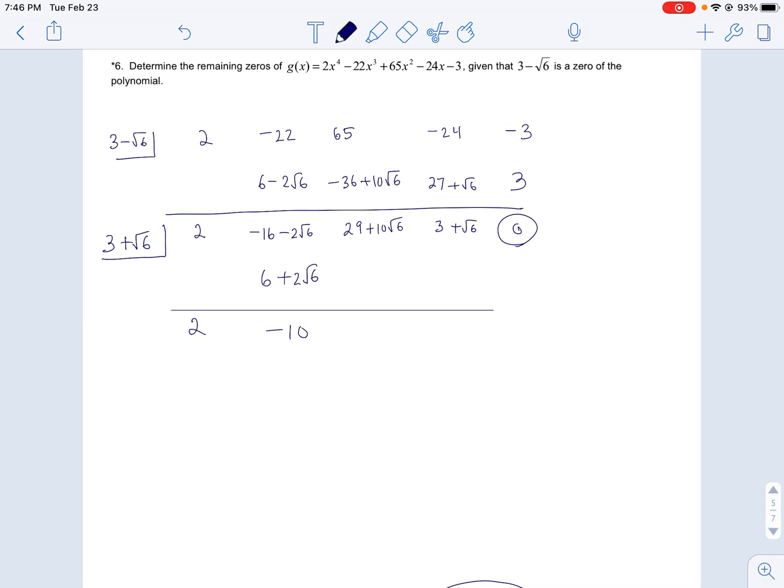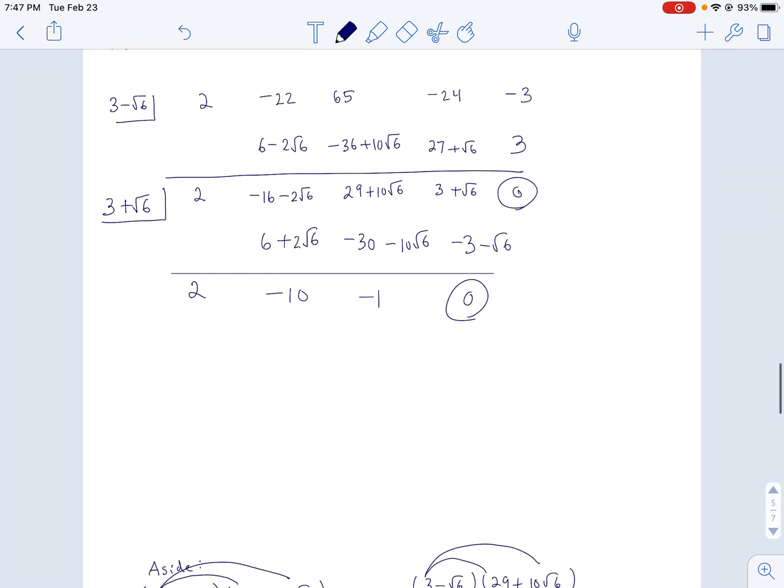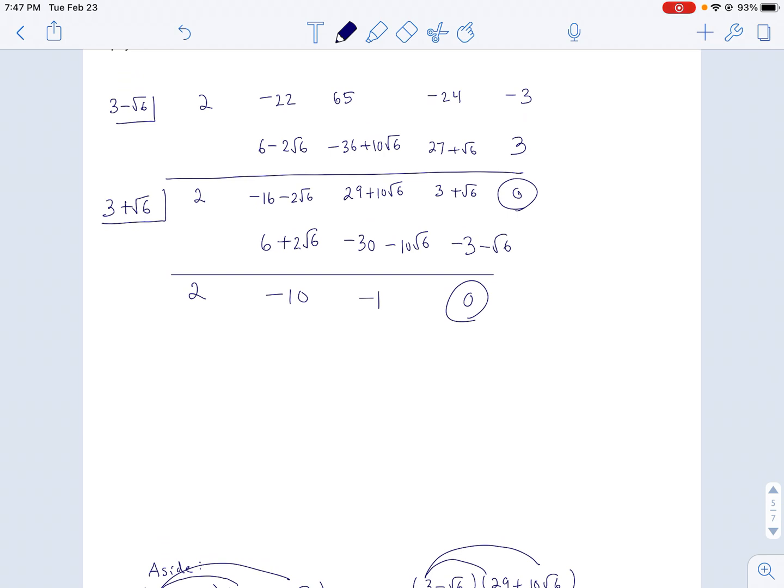All right, and finally, negative 10 times 3 is negative 30. Negative 10 times root 6 is negative 10 root 6. Those root 6's canceled again. I get negative 1. And finally, negative 1 times 3 is negative 3 minus root 6. That cancels out to 0, that last column. Not a surprise. And now I'm left with a quadratic. And because it's a quadratic, I'm in business.